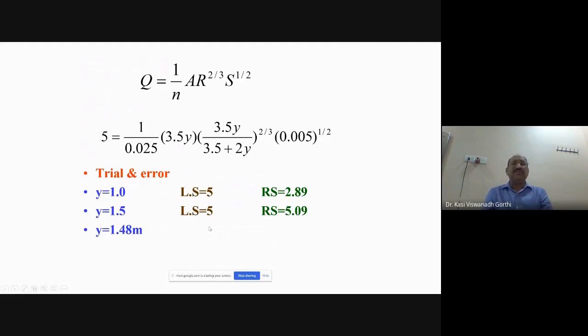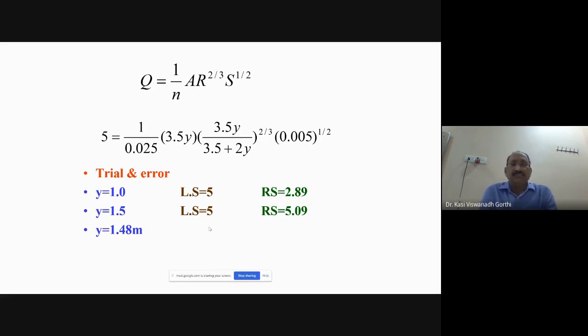Then the discharge equation, Q is equal to 1 by n, A, R to the power 2/3, S to the power half. So whatever is the known value, substitute. Left hand side Q, the discharge, 5 meter cube per second. So 5 is equal to 1 by n, 1 by 0.025 into area 3.5 into Y into hydraulic radius 3.5 into Y divided by 3.5 plus 2Y whole to the power 2/3 into S to the power half.